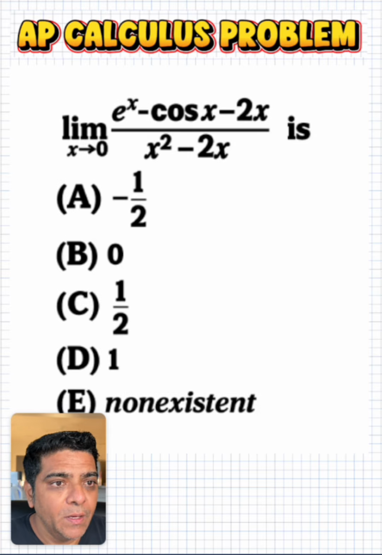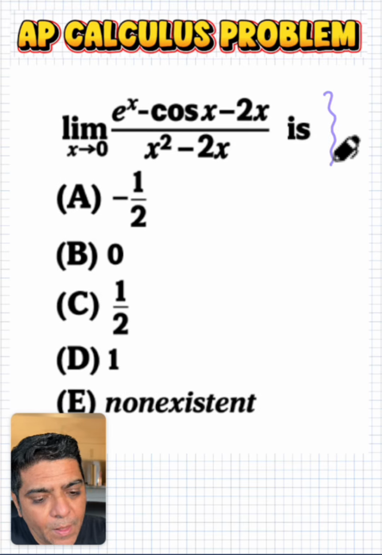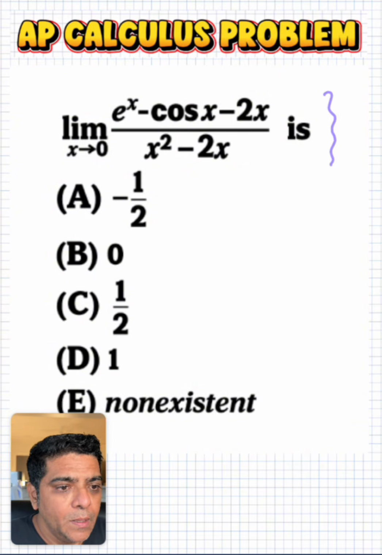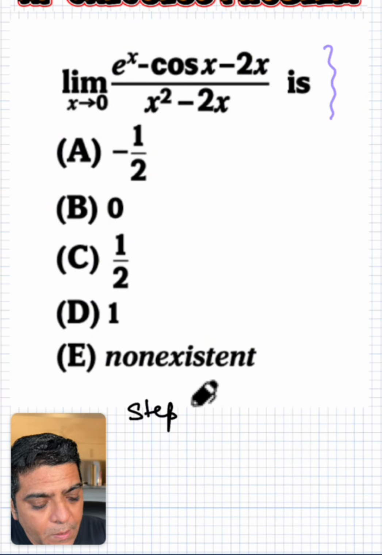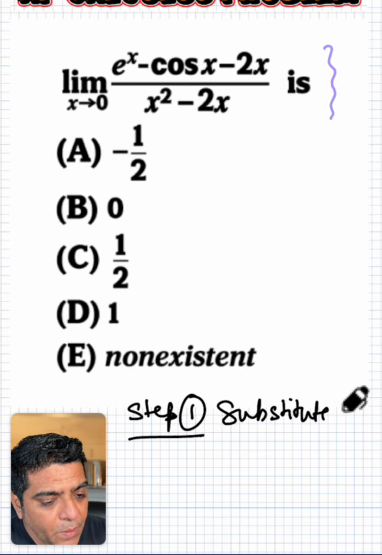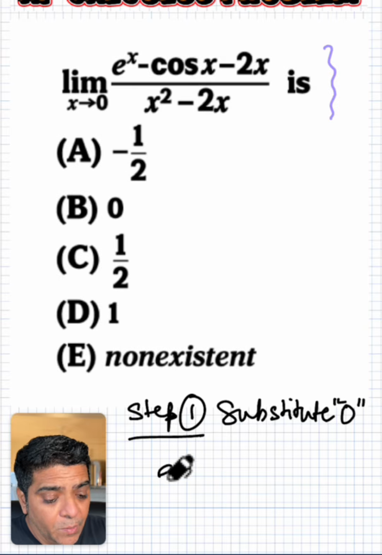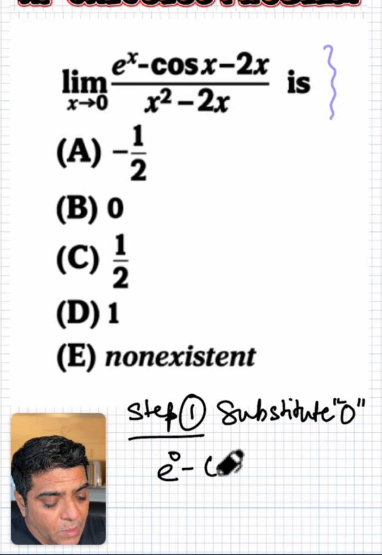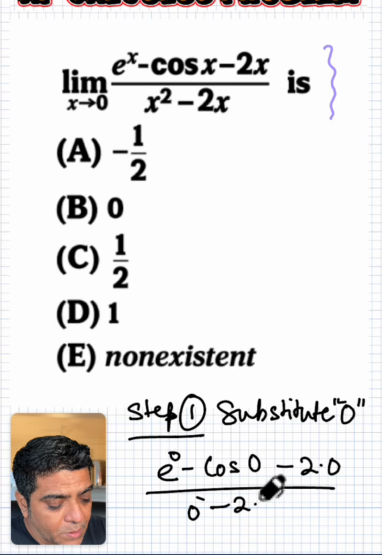So what we have here is we need to find the limit of this expression. And so the first thing we are going to do is direct substitution. As x approaches 0, substitute 0. And when we do that, we have e to the power of 0 minus cosine of 0 minus 2 times 0, divided by 0 squared minus 2 times 0.